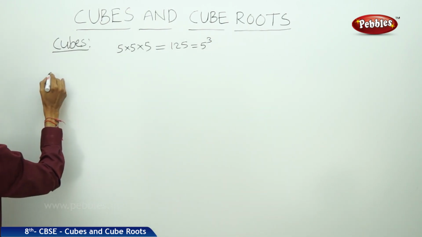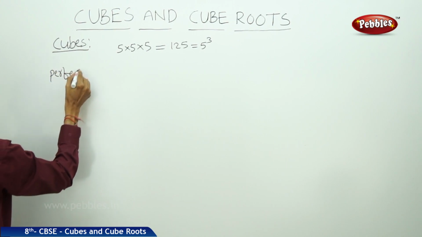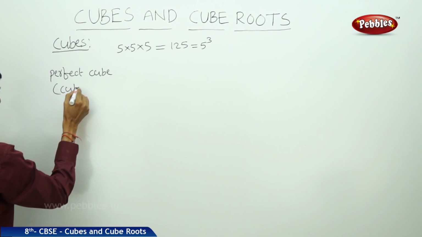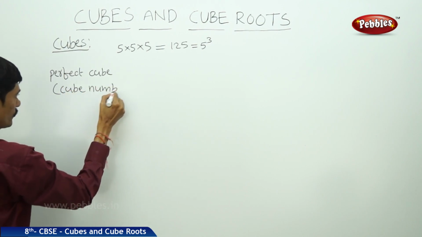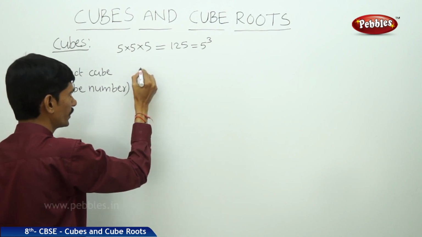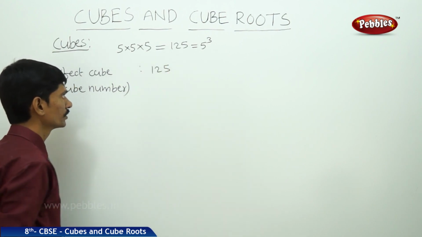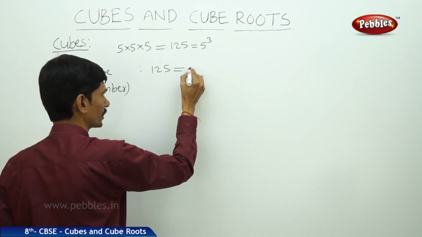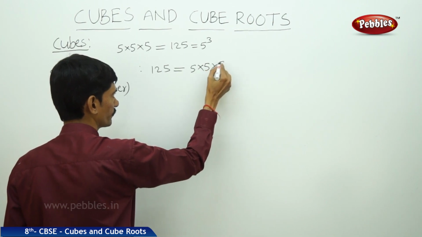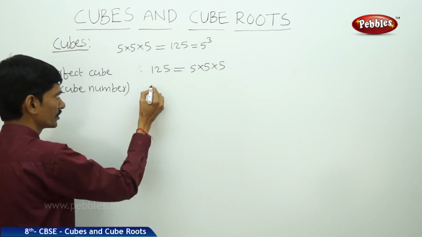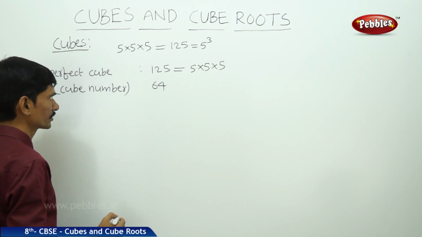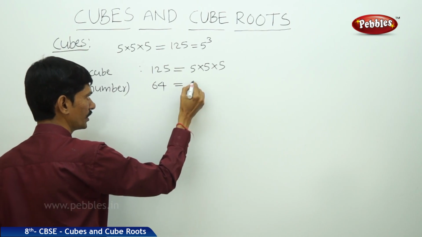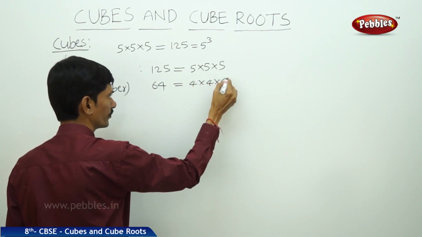Then what is a perfect cube or cube number? Here 125 is a perfect cube or cube number because it can be written as the product of 3 equal factors, like 5 into 5 into 5. Then what about 64? It is also a perfect cube or cube number because 64 can be written as 4 into 4 into 4.